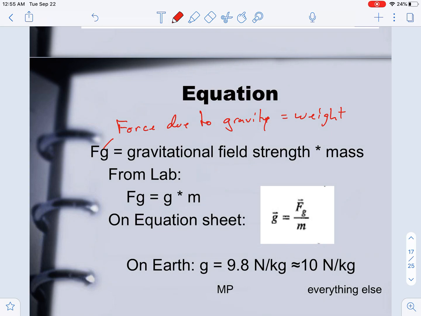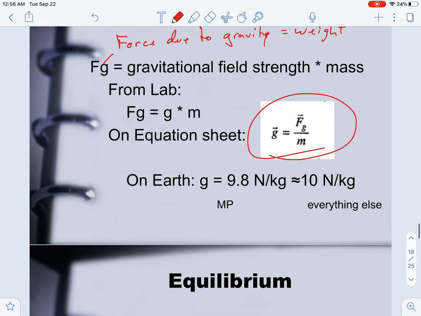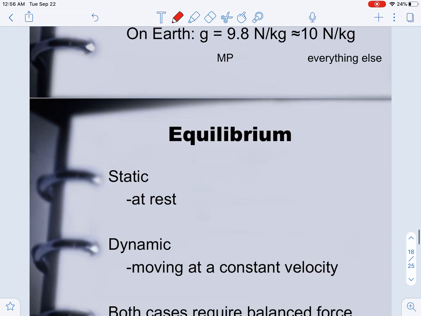That equation, Fg is equal to the gravitational field strength times mass, you'll hear us usually say Fg is equal to little g times m. On your equation sheet, it's going to look like that. Here on Earth, little g is going to be 9.8 newtons per kilogram. We're going to use 10 just because the number is easier. You can use 10 on everything that we do, including the AP exam, except for Mastering Physics, which really shouldn't come as any surprise given all the troubles we've had with Mastering Physics.